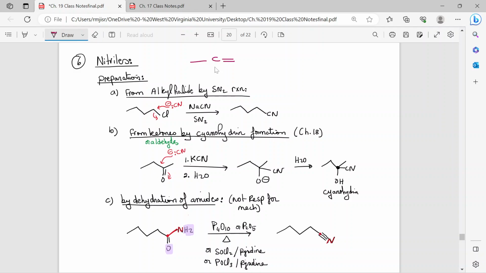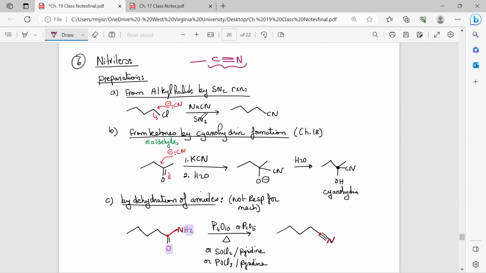Nitriles, which are carbon triple bond nitrogen, are derivatives of carboxylic acid because we're going to use those in order to prepare carboxylic acids by hydrolysis. We went over these reactions in chapter 17. So let's start with the preparation of nitriles. This goes back to organic 1.